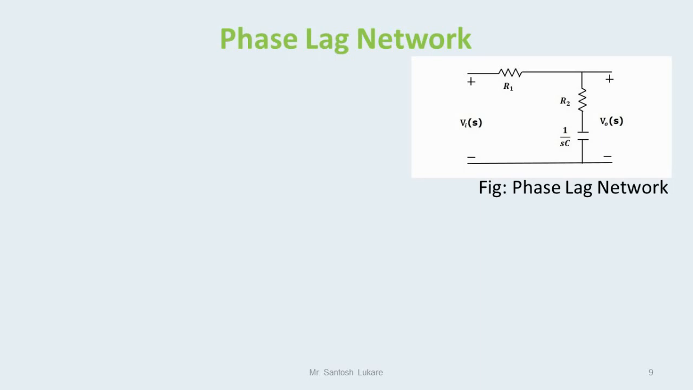So here we are going to consider the RC network as shown in the figure, where R1 is in series with R2, which is in series with capacitor C. The voltage is measured across a branch containing the resistor R2 in series with capacitor C. Vi of S is the input voltage, and Vo of S is the output voltage measured across the series combination of capacitor C and the resistor R2.